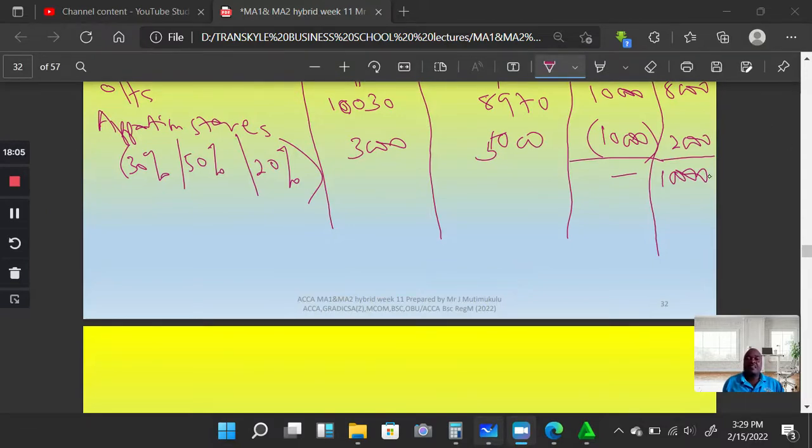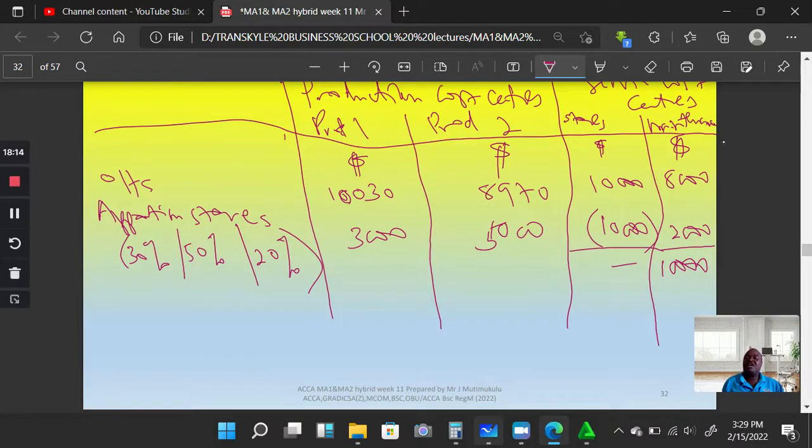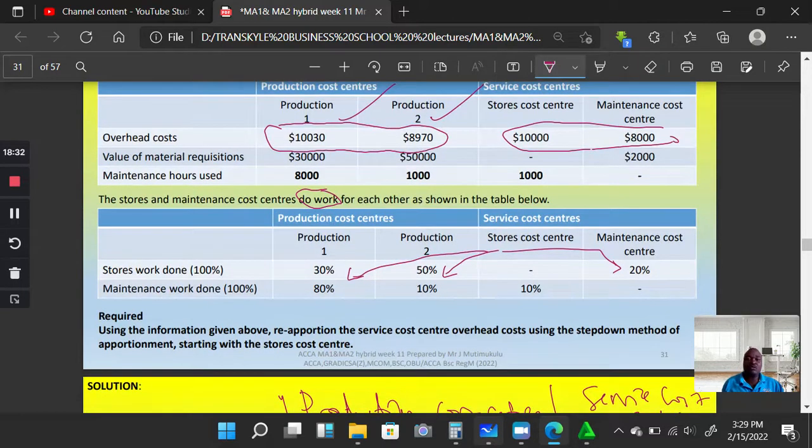Okay, to reapportion this 10,000, we have to be led by the apportionment percentages based on the amount of services the maintenance cost center is giving to other cost centers. So if we go back to the question, we'll be led accordingly. The maintenance cost center gives 10% to stores cost center, 10% to production cost center 2, and 80% to production cost center number 1.